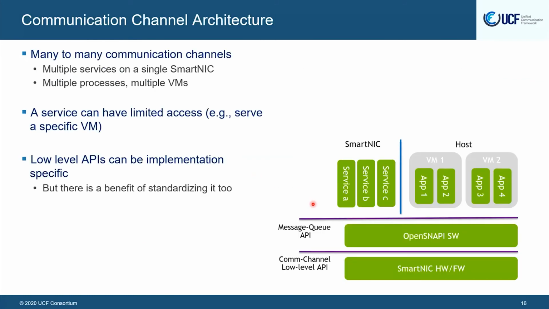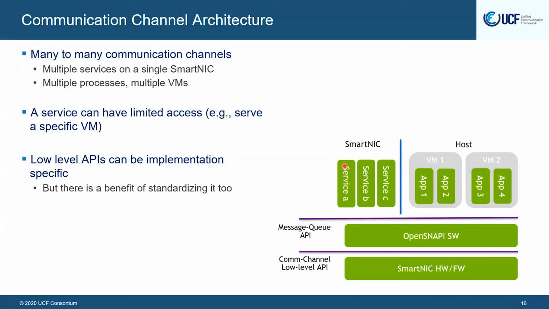And this is just to show what it is that we're trying to do. We're trying to build these APIs that will enable applications running in virtual machines. This is just an example: having multiple virtual machines with multiple applications and multiple services running on a SmartNIC. And now what you'd like to do is to create connectivity between specific applications and specific services.